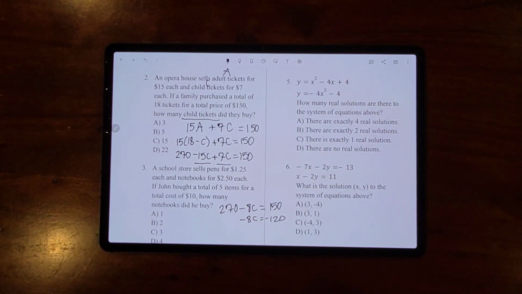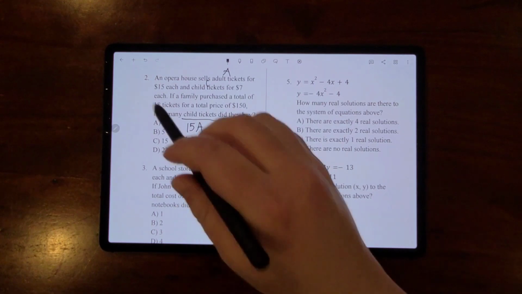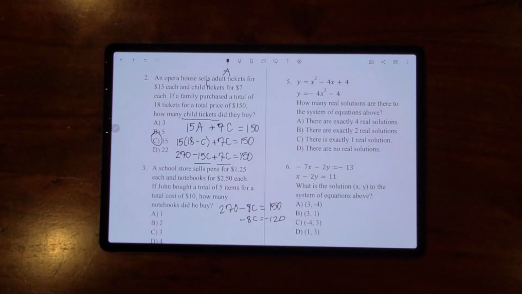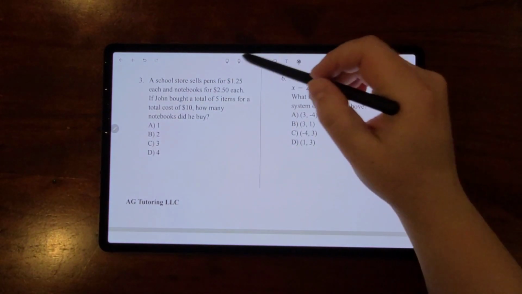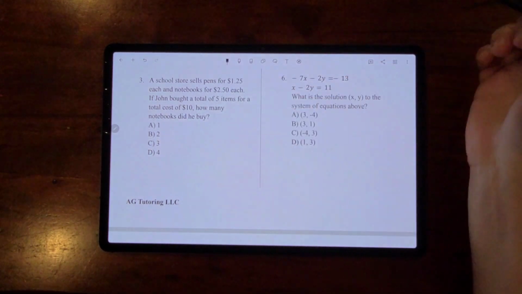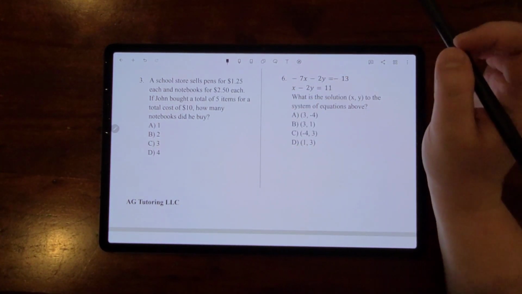And when I divide by negative 8 on each side, I get C is equal to 15. So the answer would be C. So now let's go to number 3. Again, you can pause to read if you'd like to do that first.